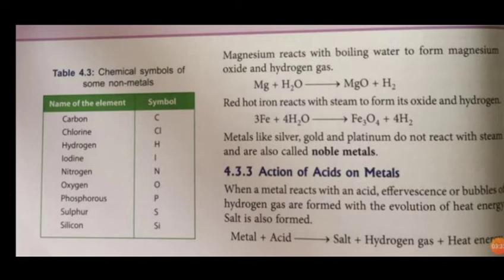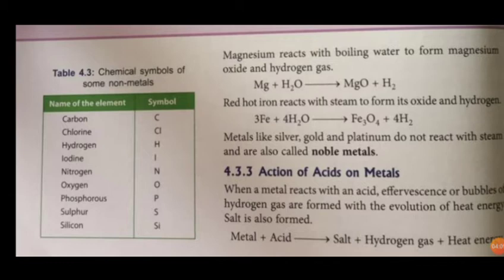Among these, gold and platinum are two metals which do not show any chemical reaction. They don't react with anything. They are non-reactive and are called noble metals. Like we have noble gases, the gases which don't react are called noble gases. Likewise, we have metals which do not react. They are non-reactive and are called noble metals. The examples of noble metals are gold and platinum.